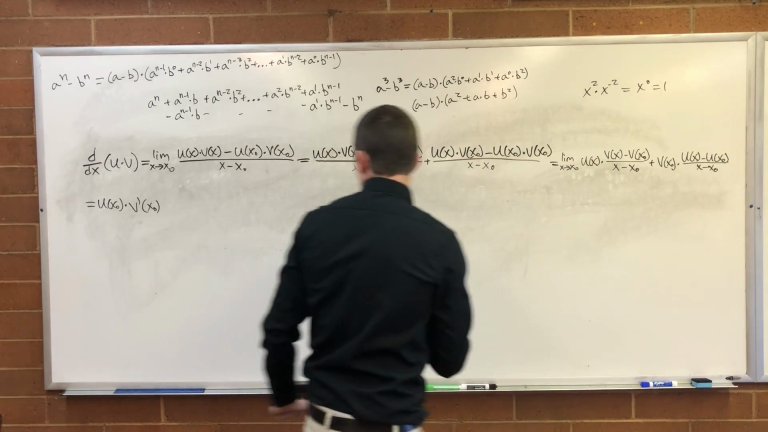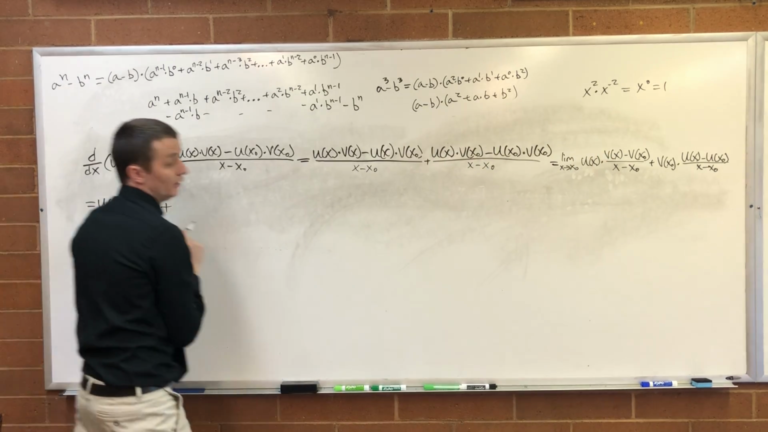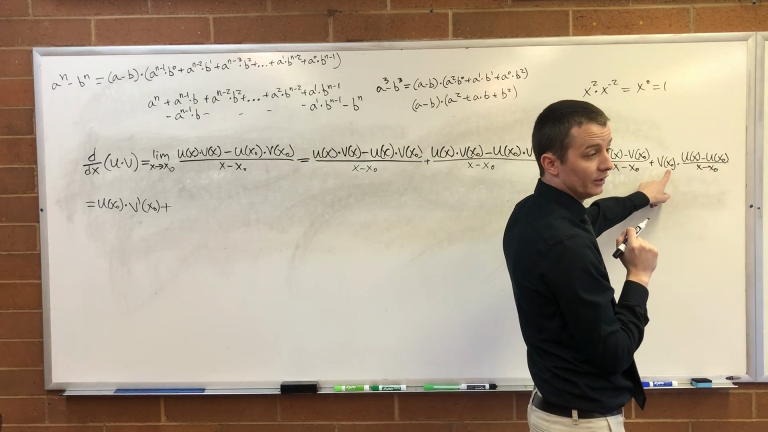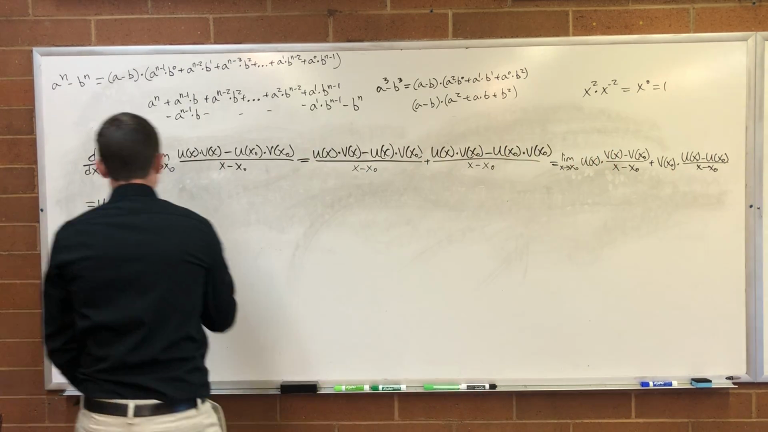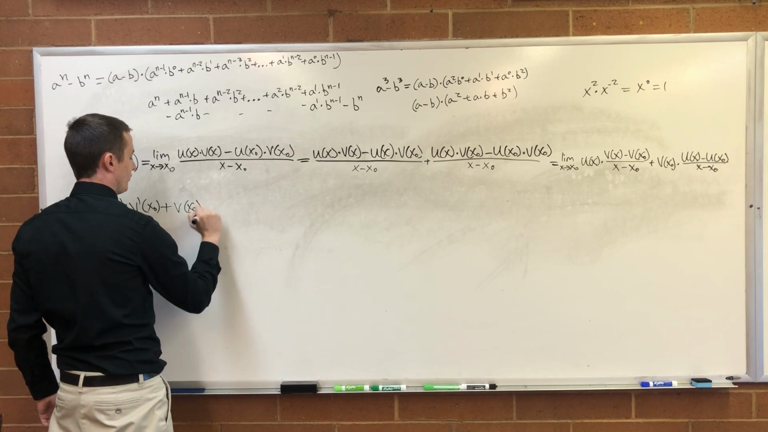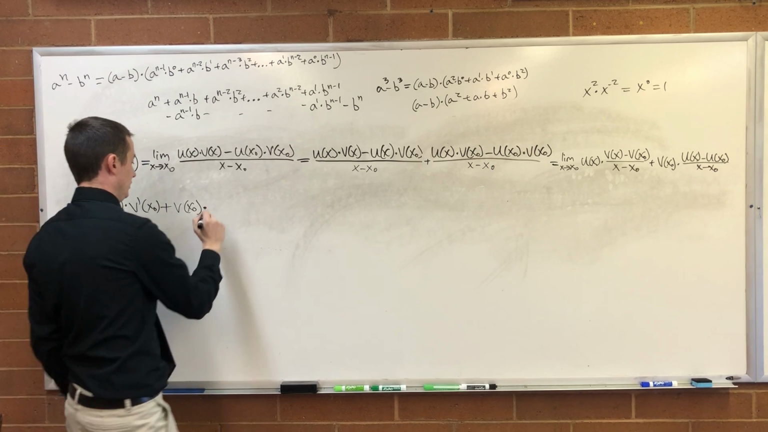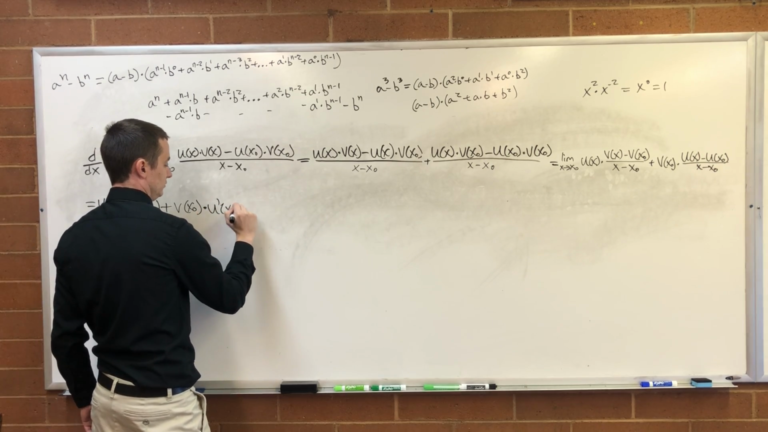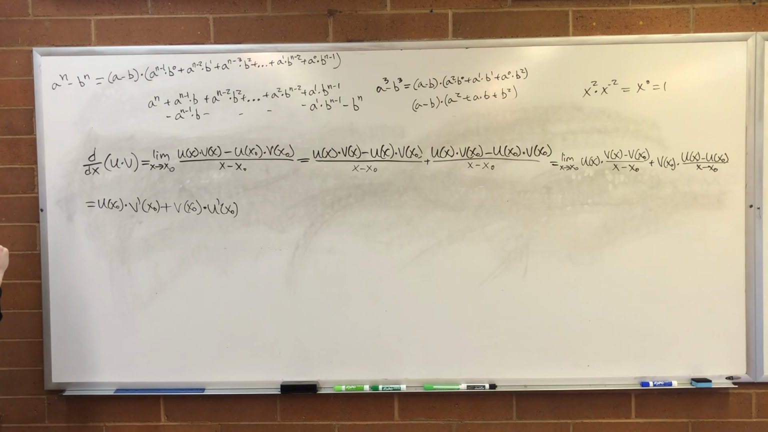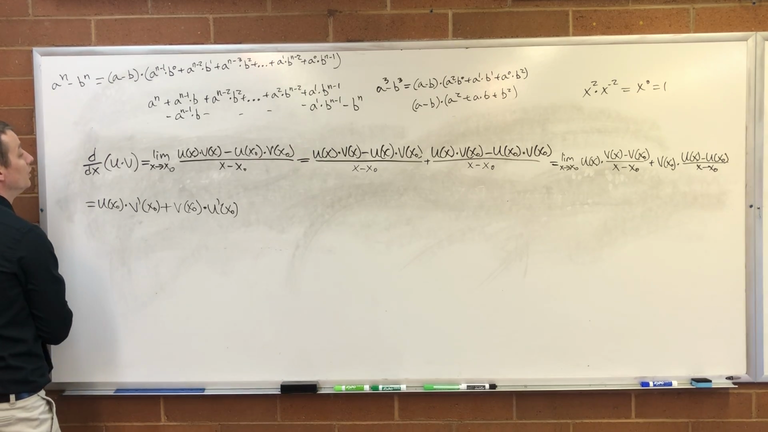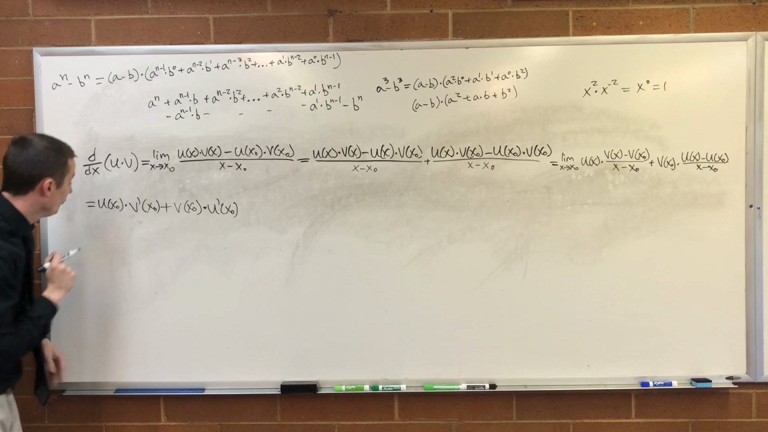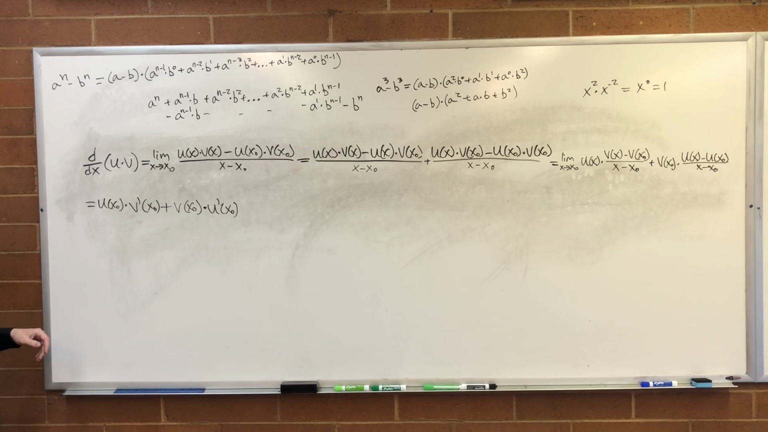And then over here we get plus, as x approaches x naught, v of x naught is still just v of x naught. And then we have times, what? u prime of x naught. Right? So notice that it was not just u prime times v prime.